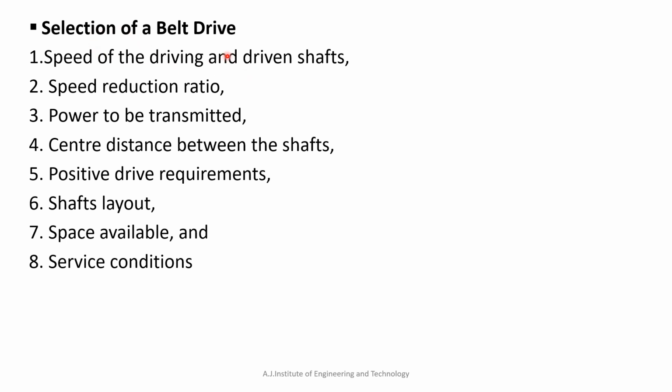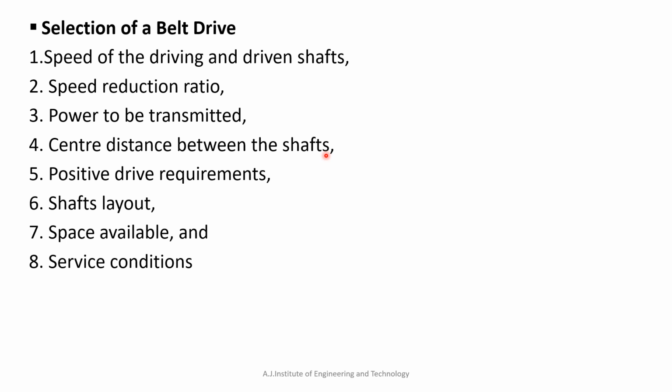That is also one of the specifications while selecting belt drives. Next, the speed reduction ratio. Then the power to be transmitted, how much power has to be transferred from one shaft to another. For a large amount of power transmission, a strong belt is required. Next, the center distance between the shafts. If the center distance between the shafts is very low, then you can use a V belt type of belt drive.